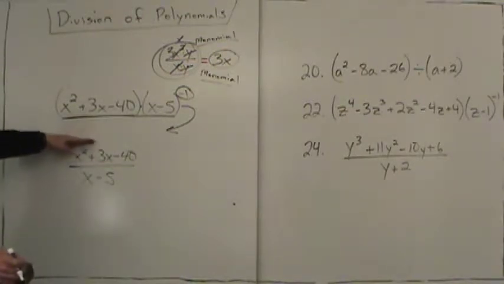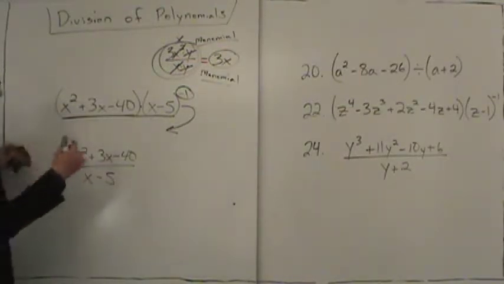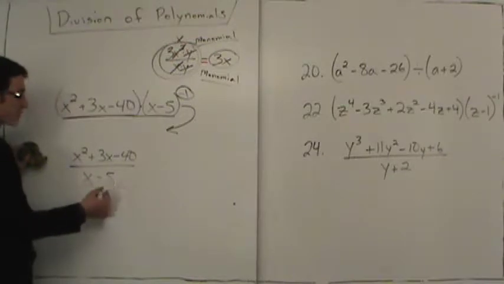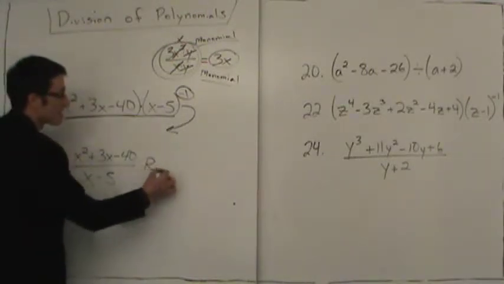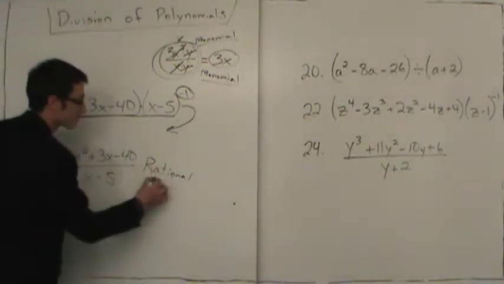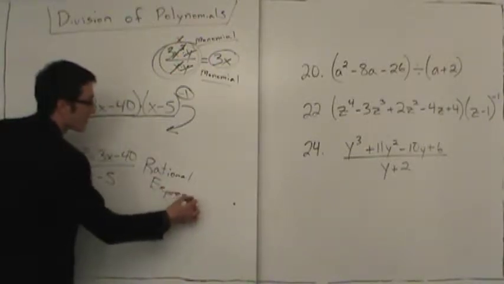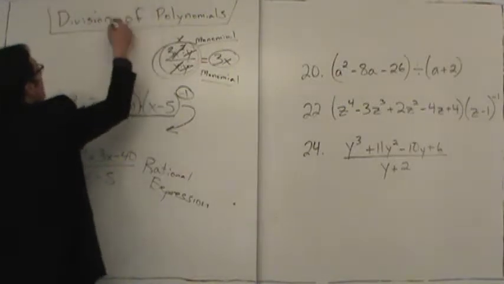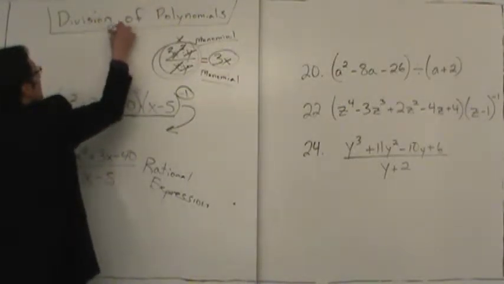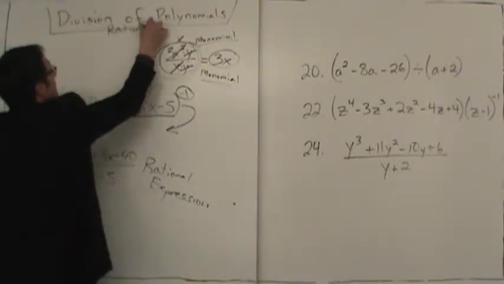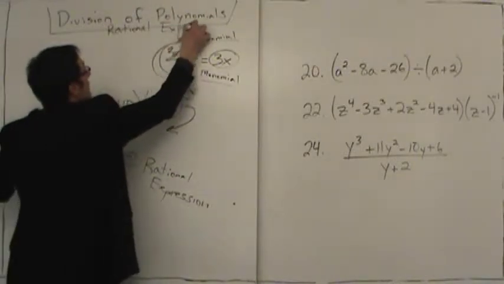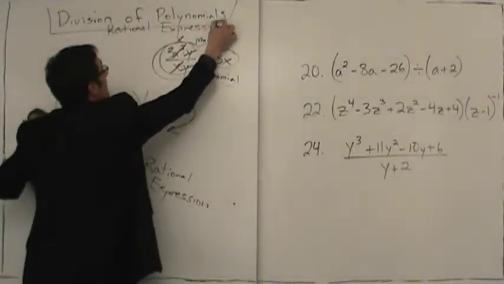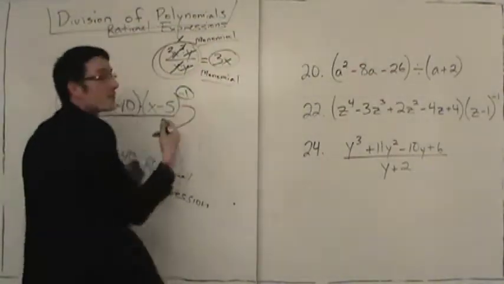So we have a trinomial divided by a binomial, and technically, since there's a variable in the denominator, the technical name for this is a rational expression. If I wanted to rename this lesson, instead of division of polynomials, we could call this lesson the study of rational expressions. Remember, everything in polynomials falls under the realm of rational expressions.